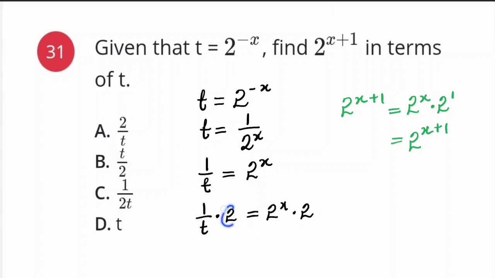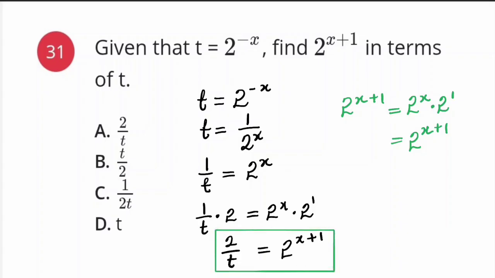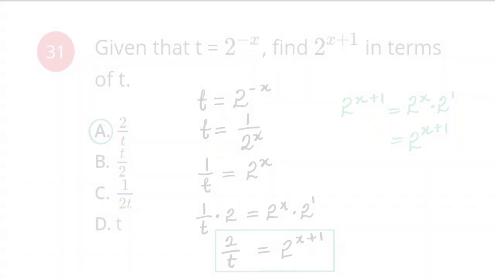So once we multiply this by 2, we are going to have 2 over t, which is the same thing as 2 exponential x plus 1. Don't forget, this is exponential 1. So therefore, the expression that we are given is going to give us 2 over t. So the correct option there is option A, 2 over t.